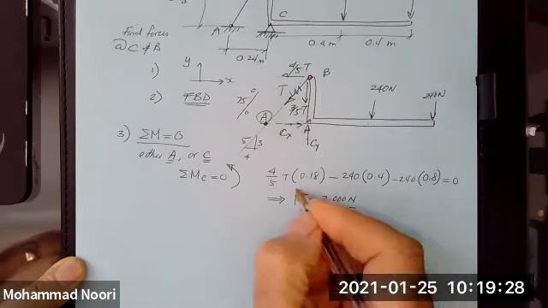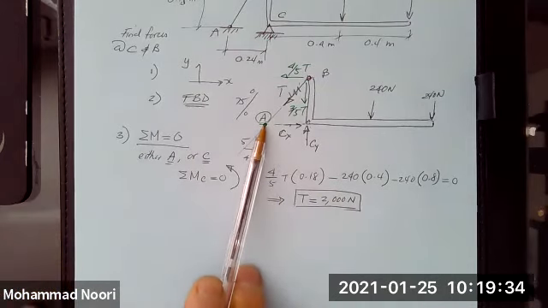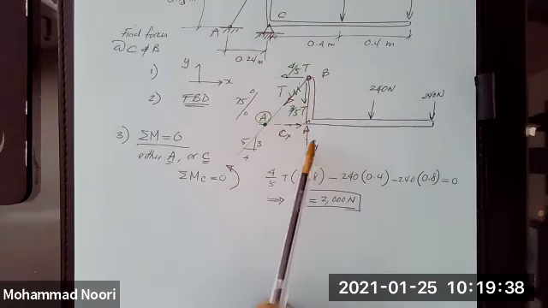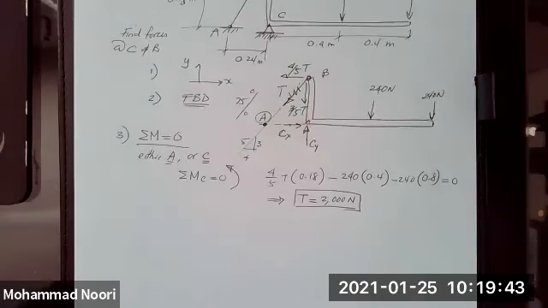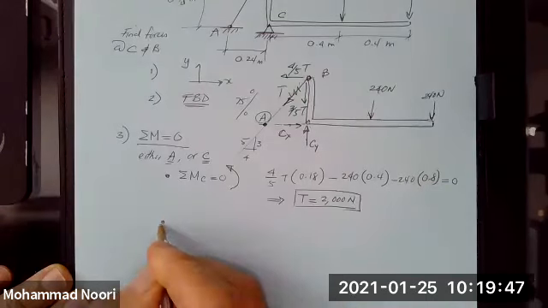Any question? If you had taken this as the point of intersection of two unknowns, you would find CY first, but I didn't do that. So that was the first equation of equilibrium.